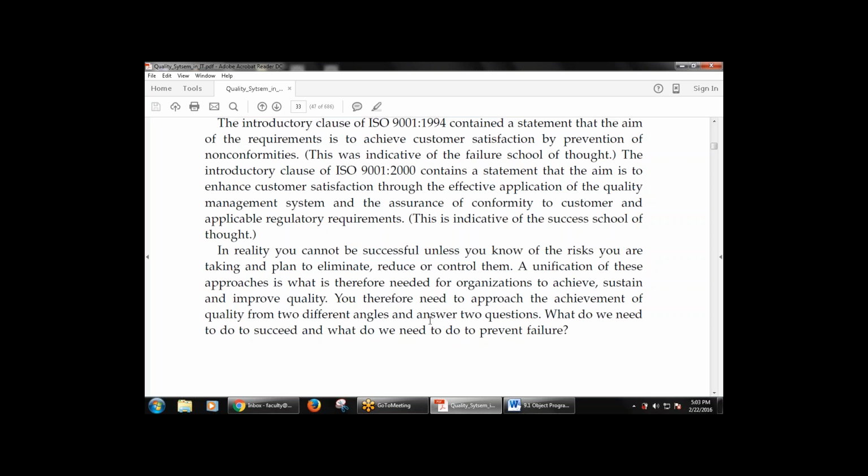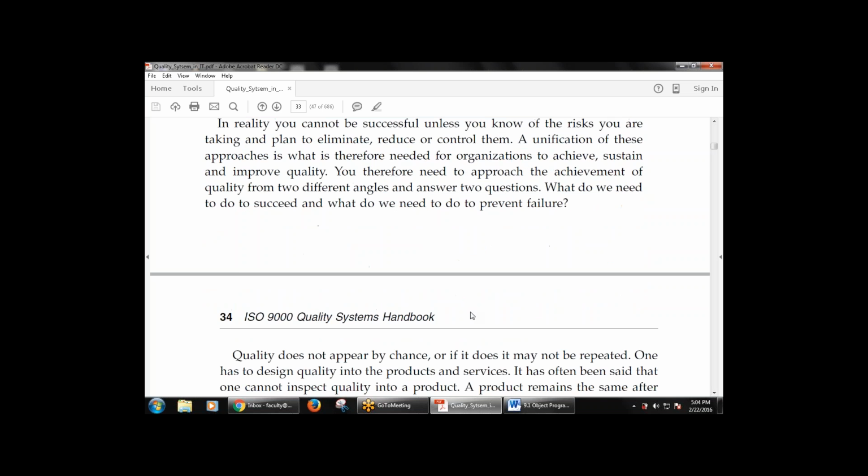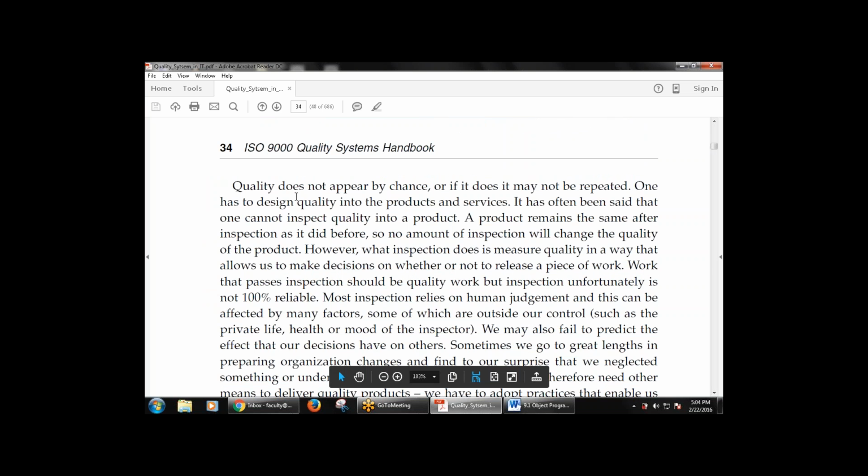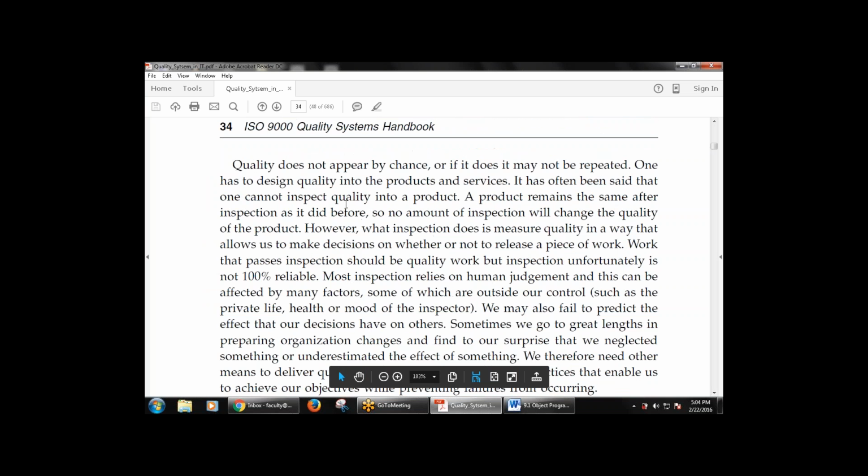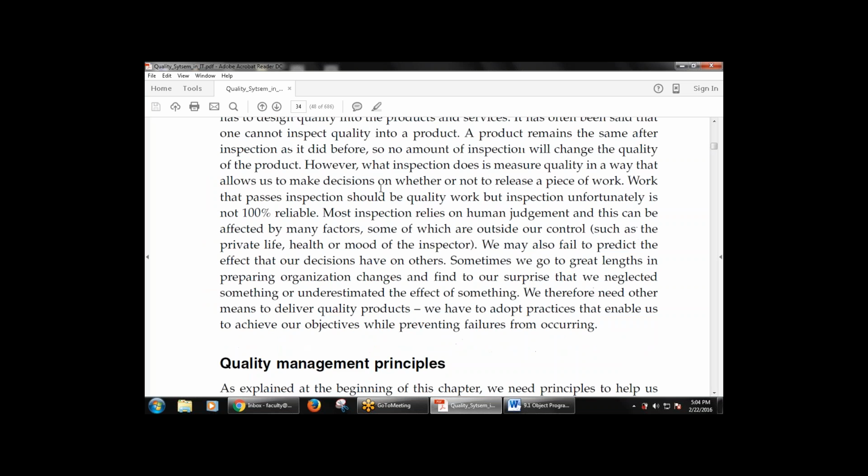You therefore need to approach the achievement of quality from two different angles and answer two questions. What do we need to do to succeed, and what do we need to do to prevent failure? So this is one of the paragraphs that is required: quality does not appear by chance, it appears by technique.